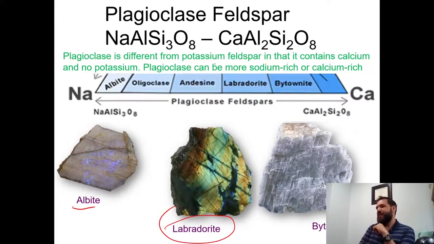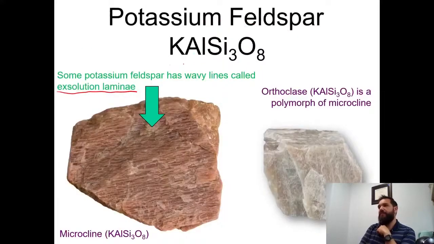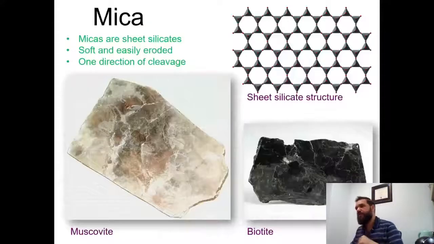And there's biotite. There's all these different types of plagioclase. So plagioclase contains calcium, but no potassium, while potassium feldspar has potassium, but no calcium. Okay, so the essential difference is whether it has potassium or whether it has calcium. If it is a calcium-bearing one, we call that a plagioclase. If it's a potassium-bearing one, we call it, guess what, potassium feldspar. Okay, that's the difference between the two.